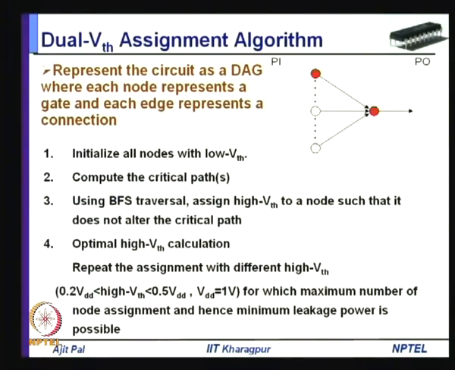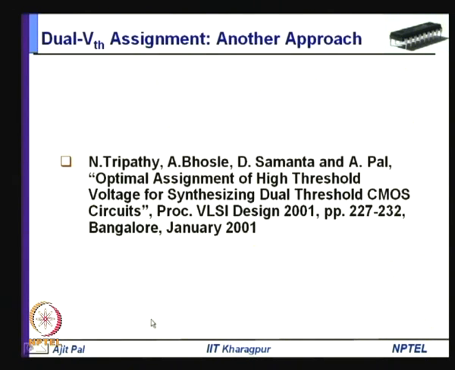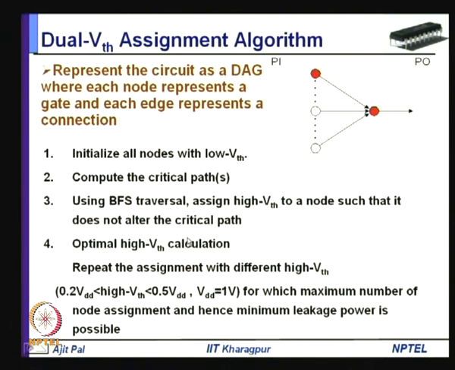So, in this way you will compute high VTH. Essentially you will keep on increasing the threshold voltage for gates on the non-critical path, and then you will measure the leakage power. Repeat the assignment with different high VTH in the range 0.2 VDD to 0.5 VDD with supply voltage of 1 volt, to find the one for which the minimum leakage power is possible. So, this is how you will achieve leakage power reduction.